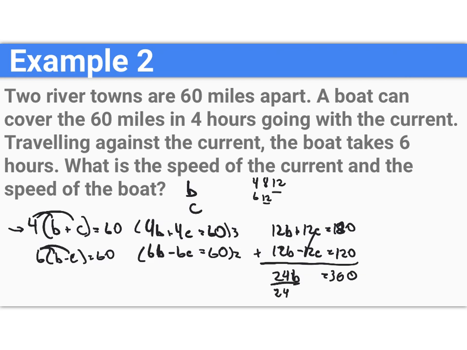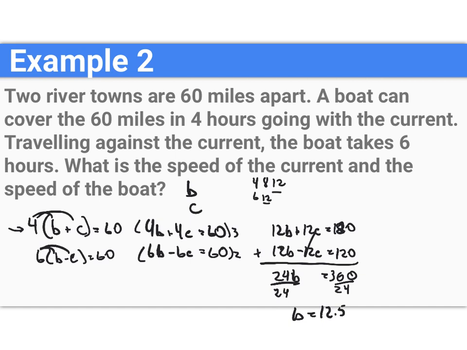Divide both sides by 24. B equals 300 divided by 24. So it's going to be 5... it's 12.5. Okay. So we have 12.5 for B.